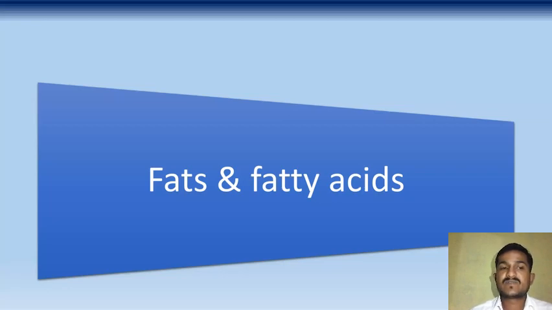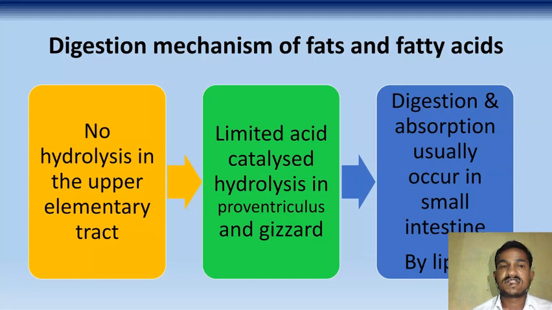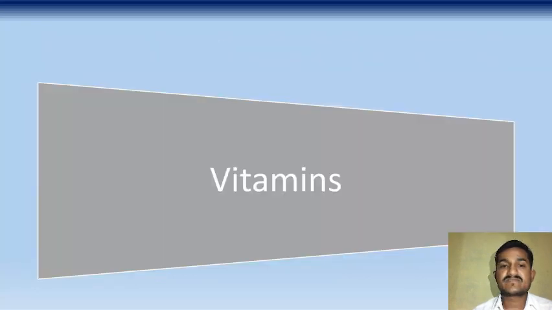Poultry birds are provided food such as groundnut cakes and oil seeds also. These oil seeds and groundnut cakes contain fats and fatty acids. So let's see about the digestion of fats and fatty acids. The digestion mechanism of fats and fatty acids: no hydrolysis in the upper alimentary canal. Limited acid-catalyzed hydrolysis occurs in the proventriculus and gizzard. Then digestion and absorption usually occur in the small intestine, of the lipids.